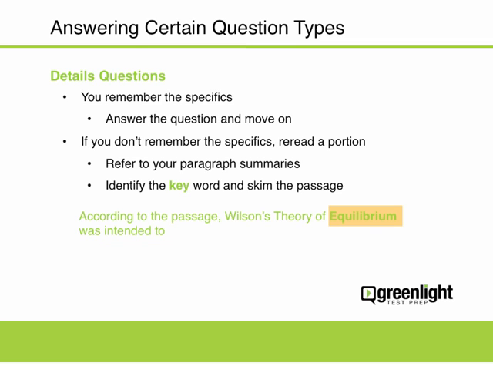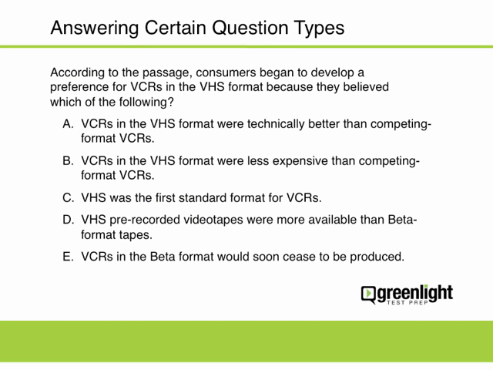Here, the word equilibrium highlights the primary detail in the question, so now you should skim the passage looking for that word. Let's practice this strategy with the following details question. If you don't remember where this particular detail was in the passage, and your paragraph summary doesn't mention it, you'll need to identify a key word or two to look for while skimming the passage.